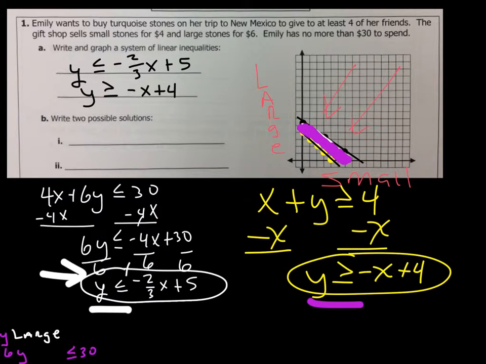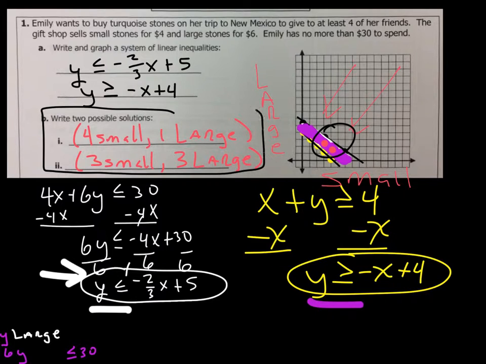The first one I'm going to pick is 4, 1. Let me make a bigger one. Okay, so I'm going to make 4, 1 right there. And I'm also going to choose 3, 3, which will be right there. Those two should satisfy my inequalities. Once I picked out two solutions, I put them right here. So I can have 4 small, 1 large, or 3 small, 3 large, and both of those satisfy both inequalities since they are in this shaded region.